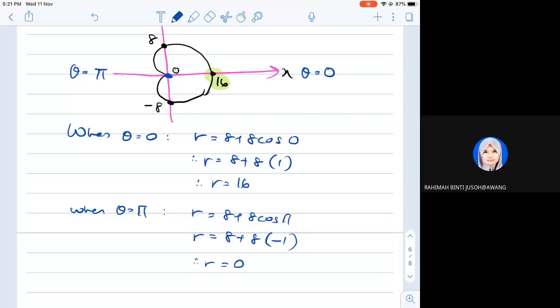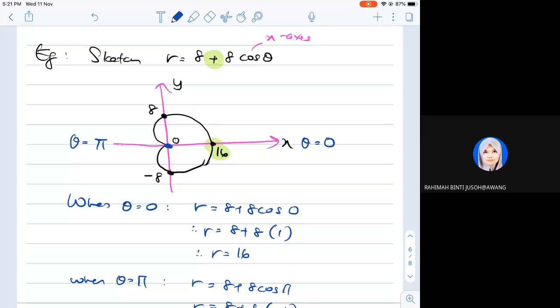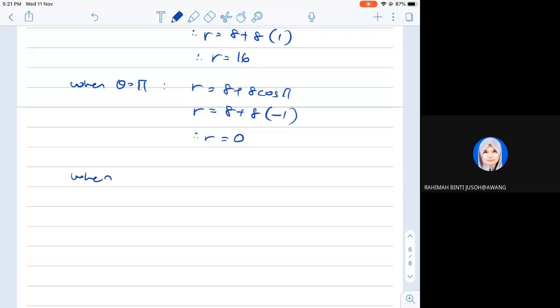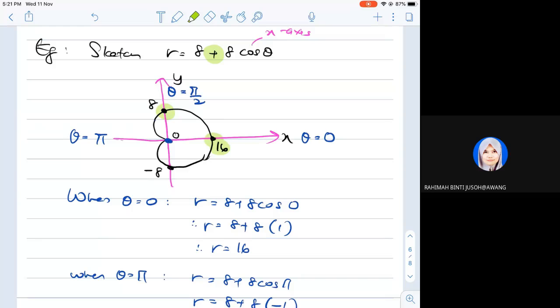Okay? So now, the same thing happens here, ke atas ni. How do we find the value of 8? Macam mana nak dapatkan values of 8 tu? Substitute pi over 2. So when theta equals to pi over 2, you have R equals to 8 plus 8 cos pi over 2. Okay, so cos pi over 2 is equivalent to 0. Yes, so 8 plus 8 times 0, of course we will get 8. Okay, so that's why we get 8 here. Understand, guys?